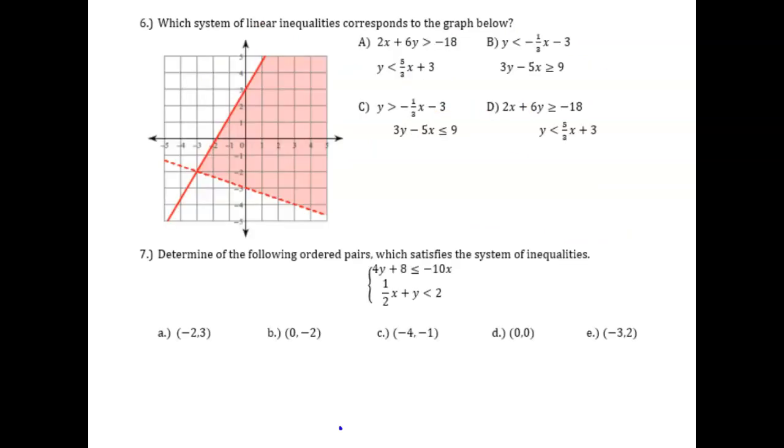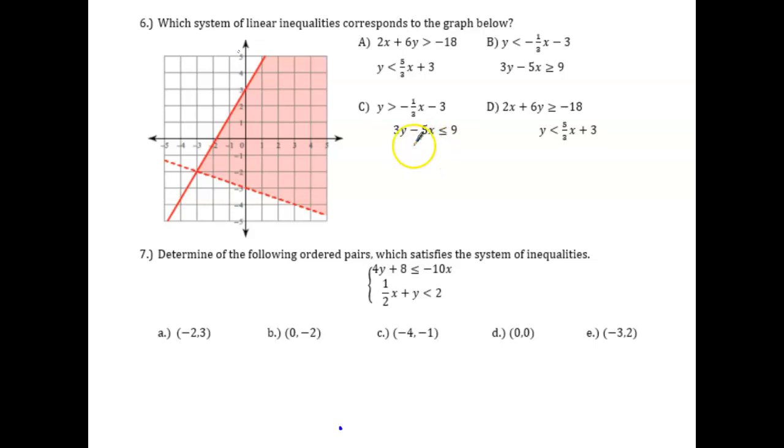Okay, so moving on to number 6. Number 6, we want to find the system of linear inequalities that corresponds to the graph below. Okay, honestly, this particular question, you can put the options into Desmos and see which one matches. That's one way to do it, because it is a multiple choice. But let's try to break it apart and check out the slope and the y-intercept here.